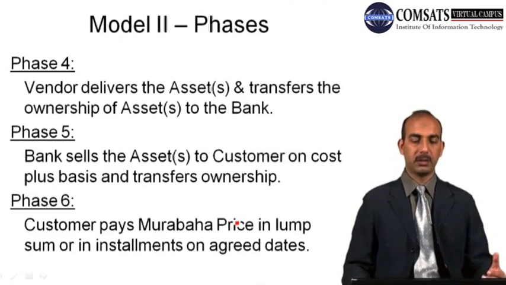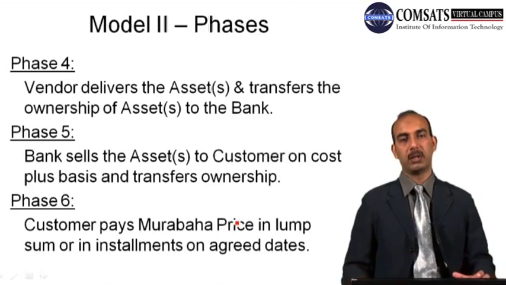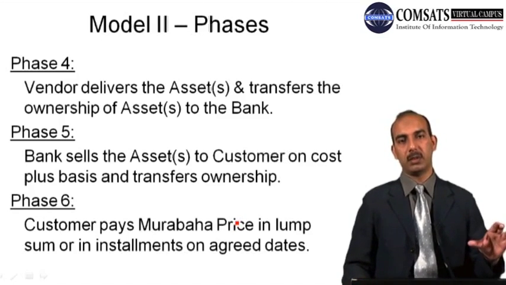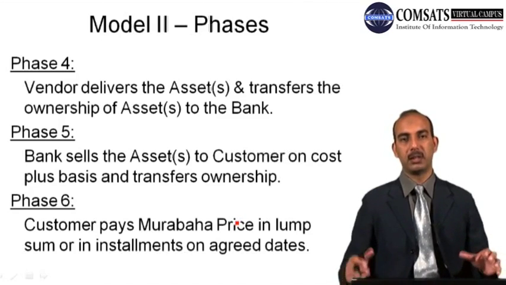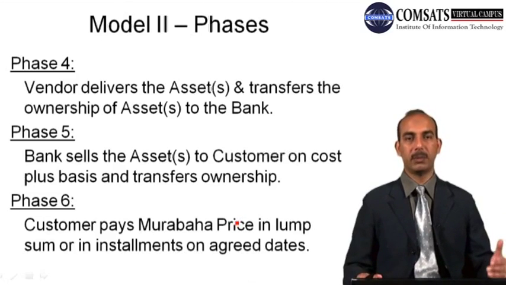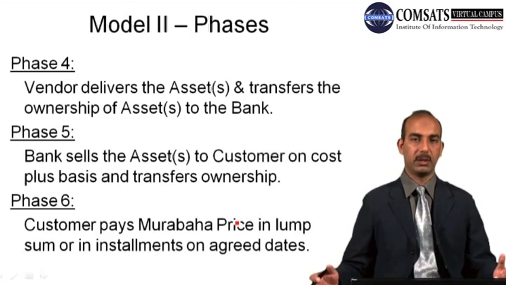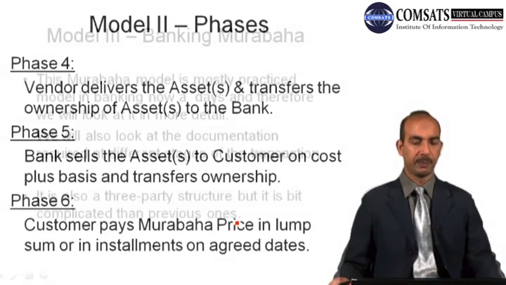and at the 5th phase, the bank sells the assets to the customer on a cost plus basis and transfers the ownership. So as per the agreement of Murabaha, all costs involved in that particular asset plus the profit on it, against that the bank will deliver the asset to the client and receive the payment at the 6th phase. It may be again a lump sum payment, it may be delayed payment, or may be on the installment basis.